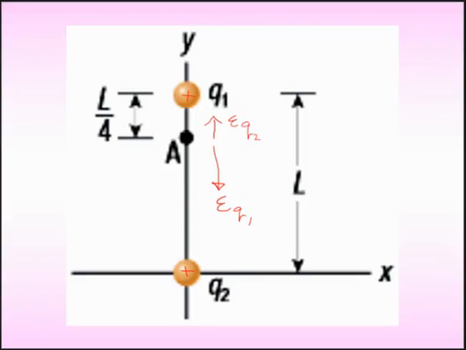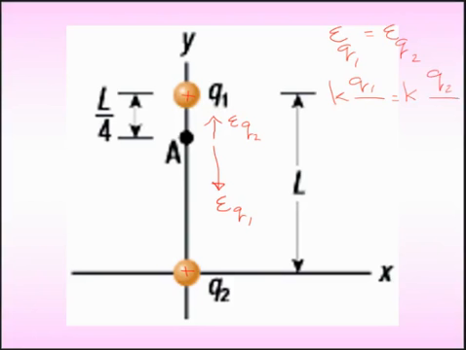They have to be what for there to be a cancellation? They have to be opposite in direction, which they are, but equal in magnitude, which is what we care about. So epsilon Q1 must equal epsilon Q2. All right, so K Q1 over something must equal K Q2 over something.